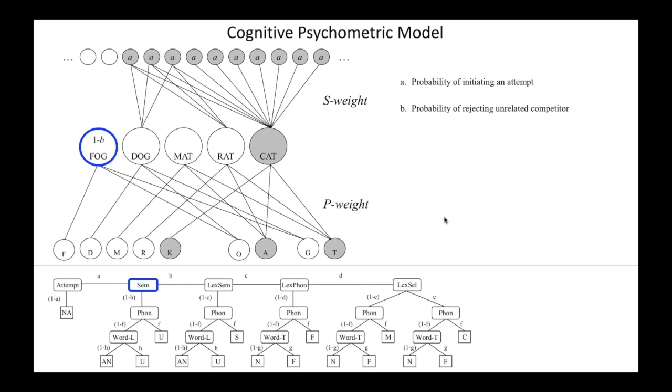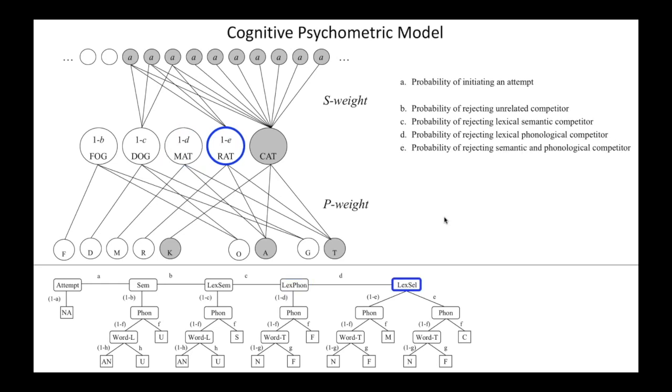So this is the probability of rejecting a totally unrelated competitor. And if you are successful, then we also have the probability of rejecting a semantically related competitor. There's a real word with a meaning relation. We also need to reject the lexical phonological competitor. So these are real words that only share a phonological component with the target. And finally, we need to reject competitors that have both semantic and phonological relationships. These are very close competitors to the target. And so jointly, all four of these together give you the probability of selecting the correct word at the lexical level.